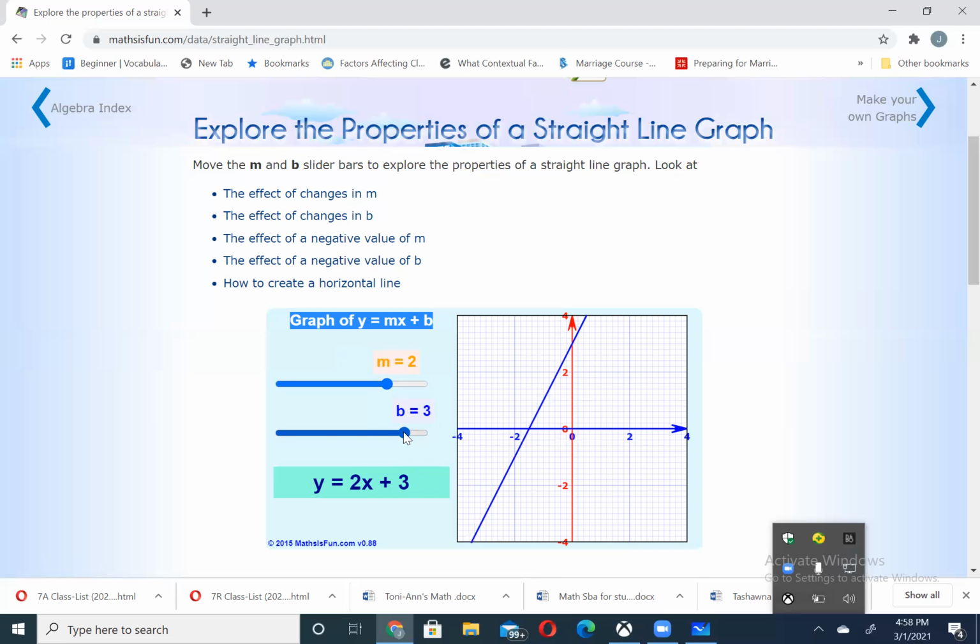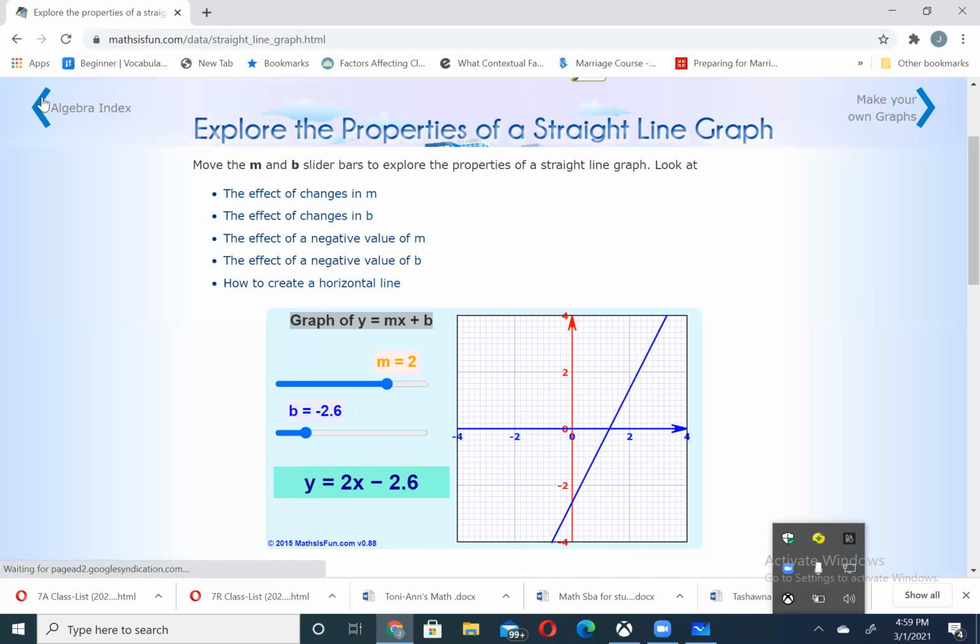B represents the y-intercept, meaning where the line cuts the y-axis. So if you notice, the higher the b value goes, the higher up on the y-axis the line will be. You see what's happening there? Yes, Miss. Right. So remember that the b value is just where the line cuts the y-axis.